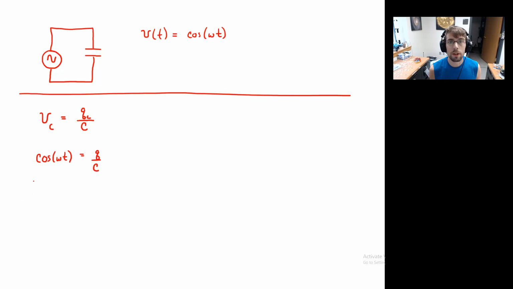You say, well, I want the current going into the capacitor, and so I need to take a time derivative. And so we end up with something that says omega sine of omega t equals I, the current flowing through the capacitor, divided by C. And last but not least, we notice that if we move the C to the other side, we get omega C sine of omega t equals IC.